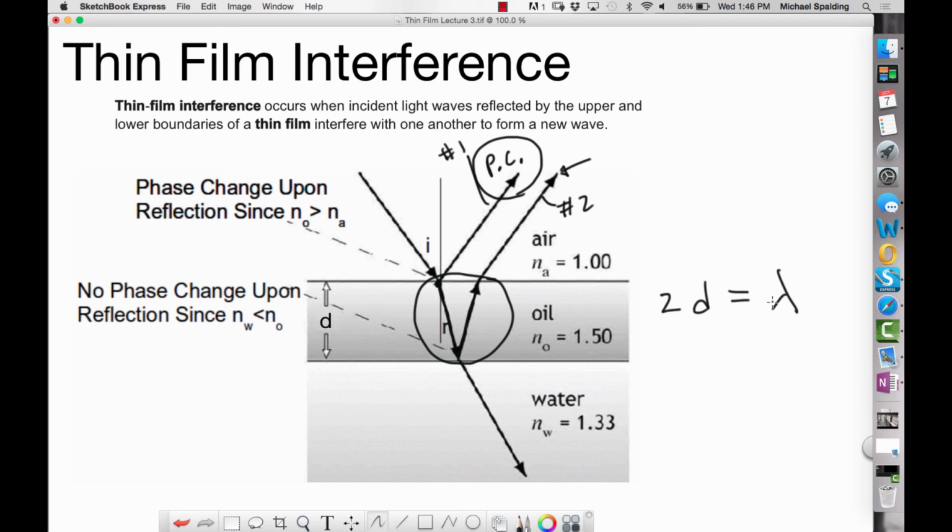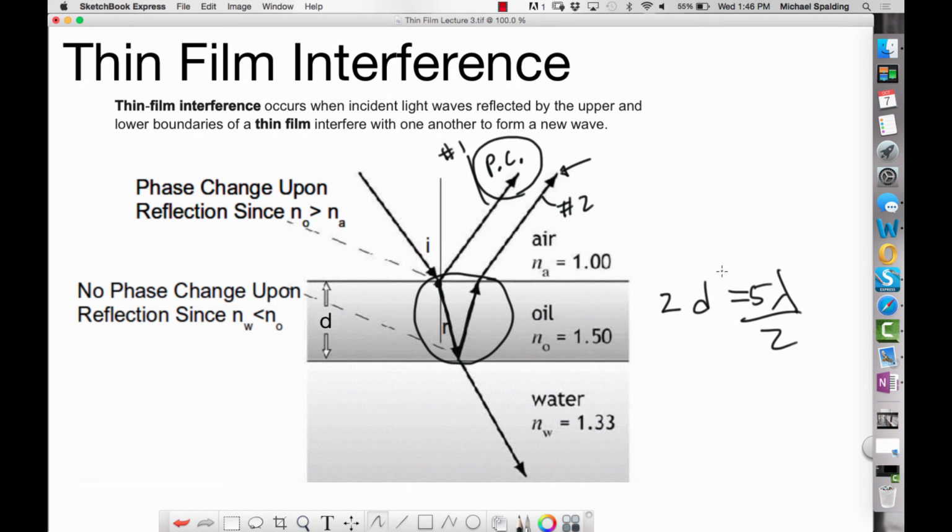No. It would have to be wavelength over 2. Or it would have to be 3 over 2 wavelengths, 1.5 wavelengths. Or it would have to be 5 over 2, 2.5 wavelengths. It needs to be a 0.5 multiple of the wavelength in order to get back into phase. Does that make sense? That's kind of the whole thing with thin film interference.